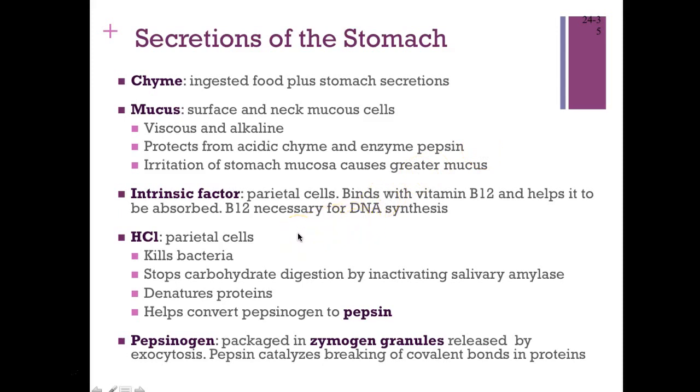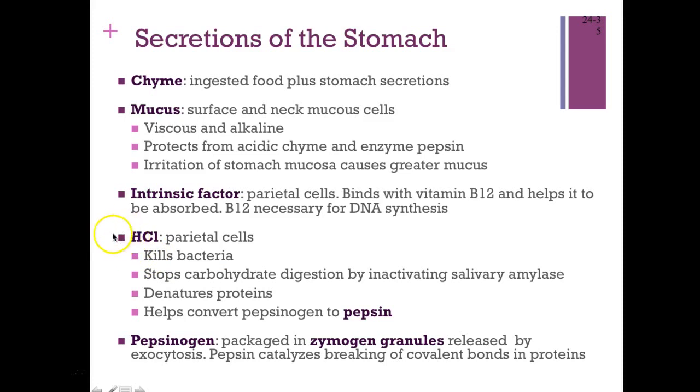Our intrinsic factor, we said, was secreted by parietal cells. It is going to bind with vitamin B12 and help for it to be absorbed. So we need vitamin B12 in order for DNA synthesis to take place.